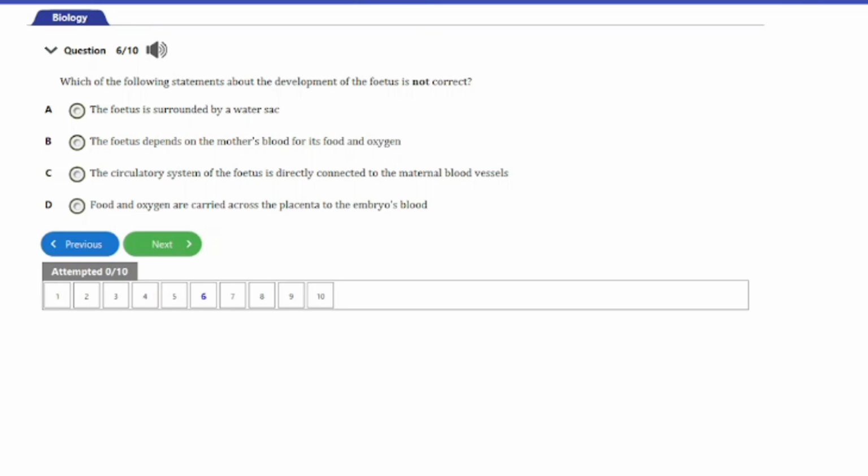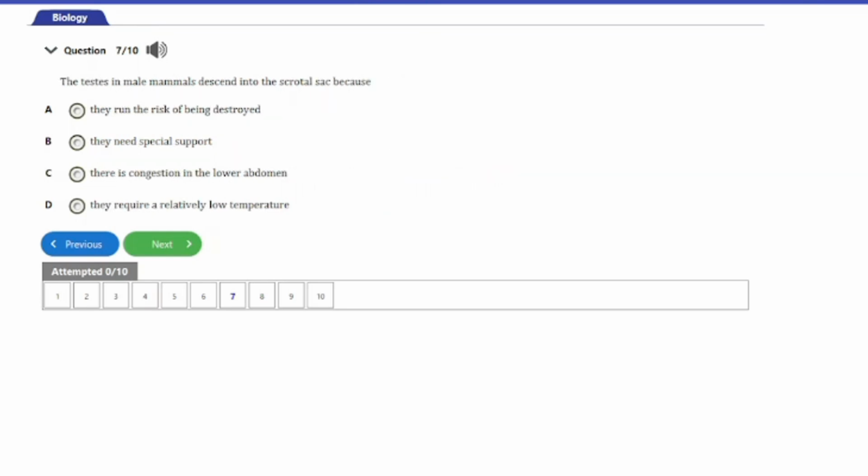So guys, in the developing fetus, the blood is not directly connected to that of the maternal blood vessels. The circulatory system of the fetus is actually not directly connected to that of the mother. So that's the odd option here, and that's the one we are picking as the answer to this question. So let's go ahead and consider the next question. That's question number 7 here.